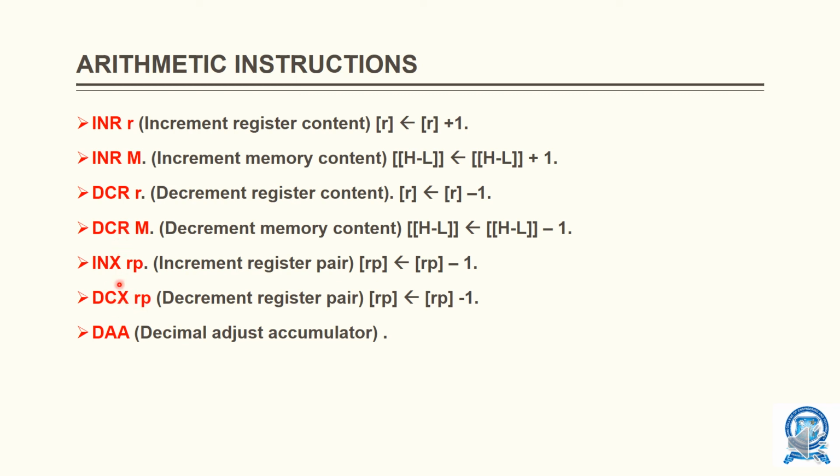Whenever you get an X term, that means 16-bit data will be there, data or address. DAA is decimal adjust accumulator. So these are all the arithmetic instructions available in the 8085 processor.